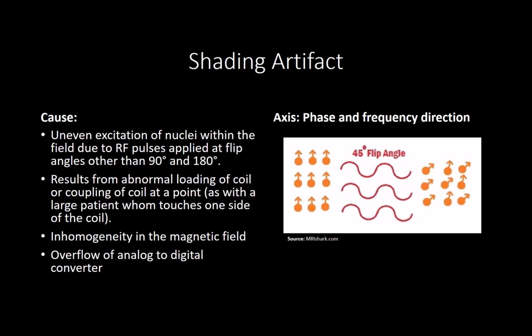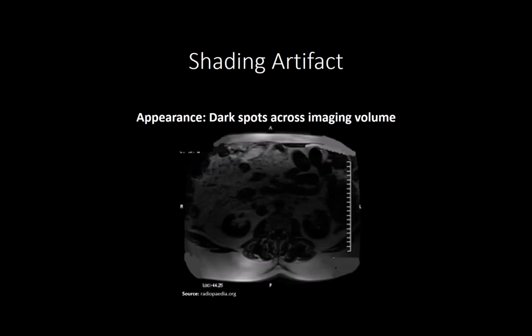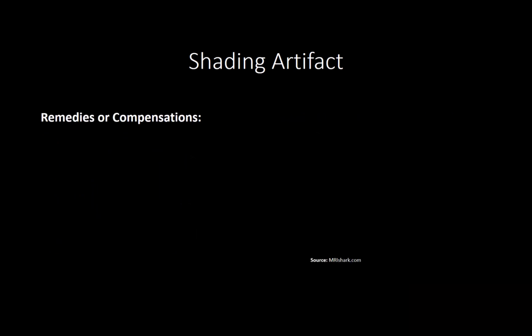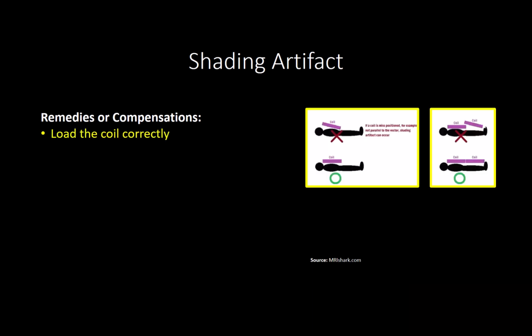This artifact appears along the phase and frequency direction. The appearance of this artifact is dark spots across the imaging volume. Remedies or compensations for shading artifact. Load the coil correctly so that it is evenly distributed over the body part.